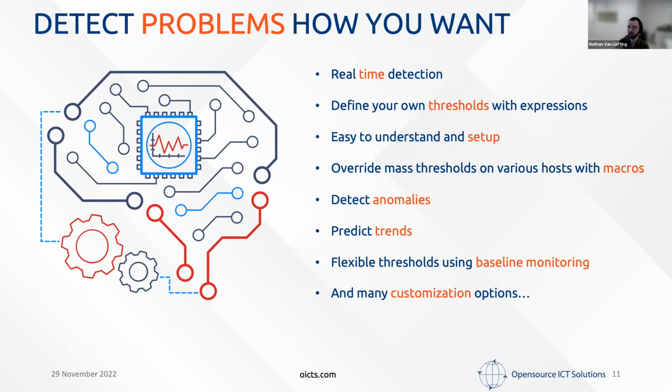And of course, we can make sure to apply that in our templates, or even override the default settings that we might have on the templates already. We can utilize macros for that. And we can start to detect anomalies, do trend prediction. We can even set up flexible thresholds using baseline monitoring. And of course, anything that we would like through any of the many customization options. You can set up your own expressions. You can define them just how you want to detect exactly what you need to detect.